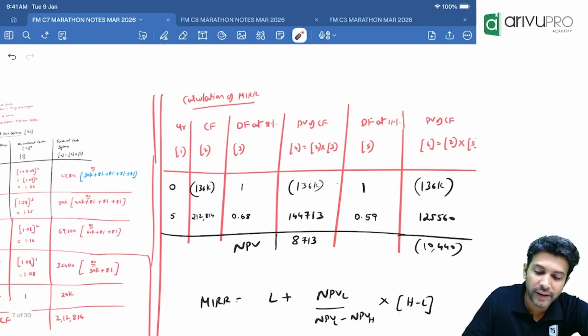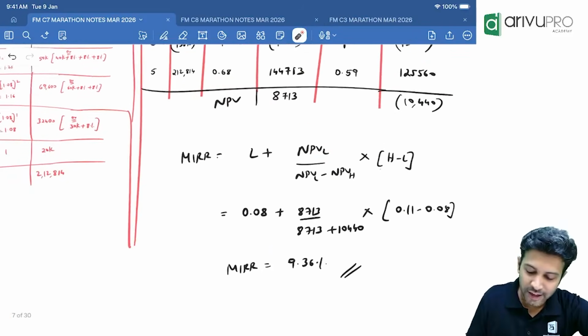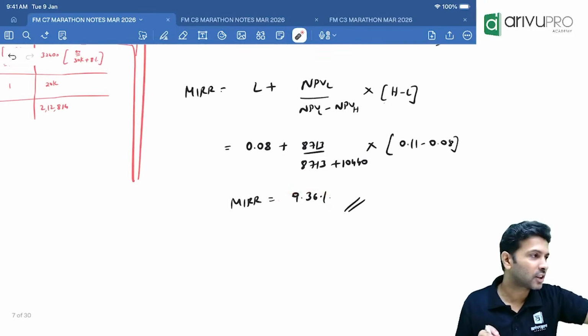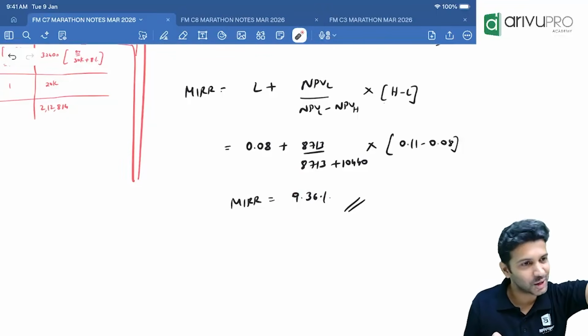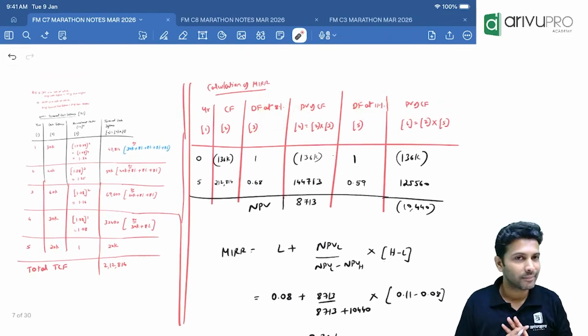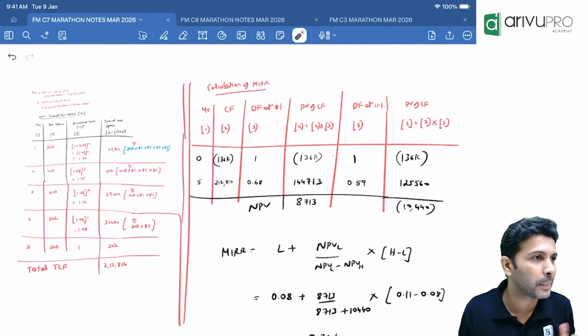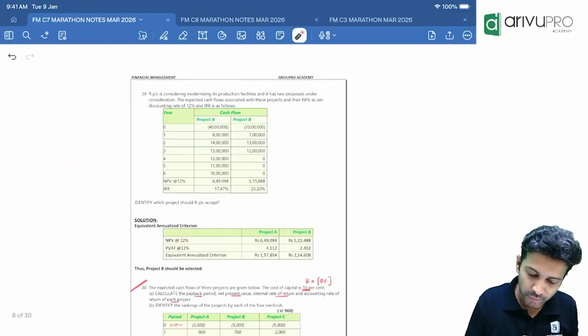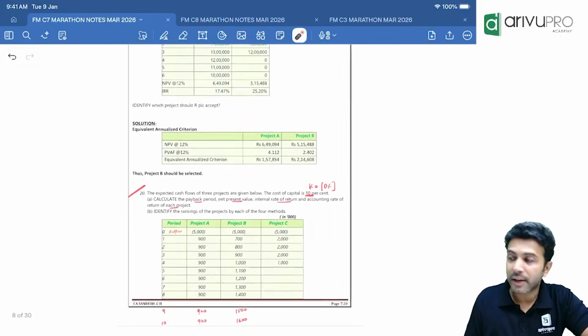If you assume a different rate, will the answer be the same or will it change? Based on your assumption, the answer will change. I have given the answer at 8 and 11. That's all over here. Overall satisfied with MIRR? Manageable at least. Okay, can we move on? We'll move on then. This one.